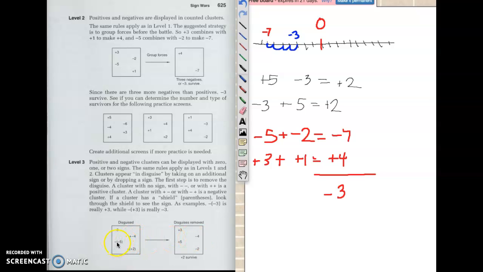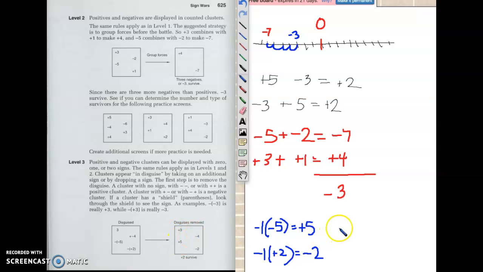Here we have negative times negative 5. That parentheses means multiplication. Negative times negative 5 is the same as saying negative 1 times negative 5. Well, a negative times a negative is a positive, and 1 times 5 is 5. And here we have, again, negative 1 times positive 2. A negative times a positive is a negative, and 2 times 1 is 2. So now you have this rewritten battle screen, and you are going to group them again by signs.